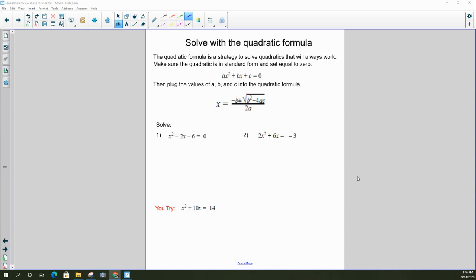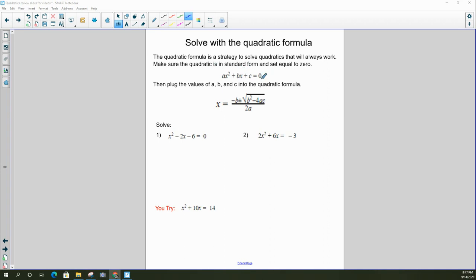All right, now we're going to solve quadratics using the quadratic formula. This is a strategy that always works, but before you use it, you have to make sure the quadratic is in standard form and set equal to 0. So if there's a number over there, subtract it over and make it part of the C. Or if there's an X on that side, make it part of the B.